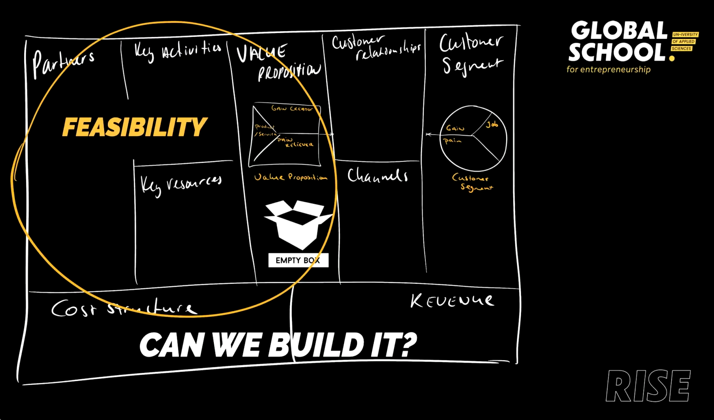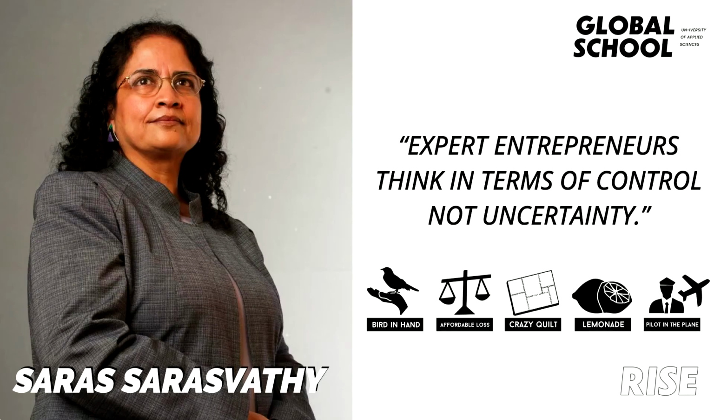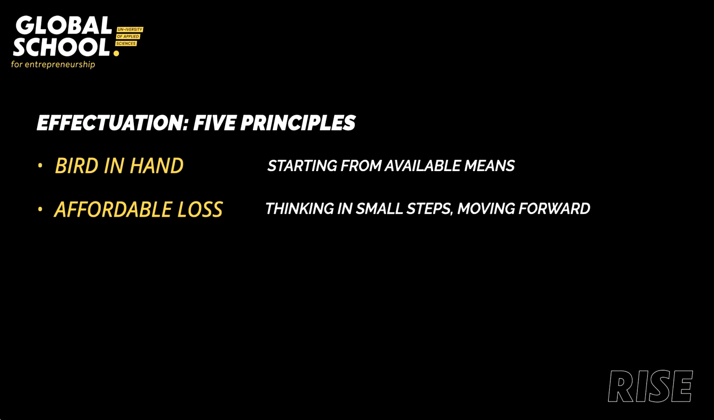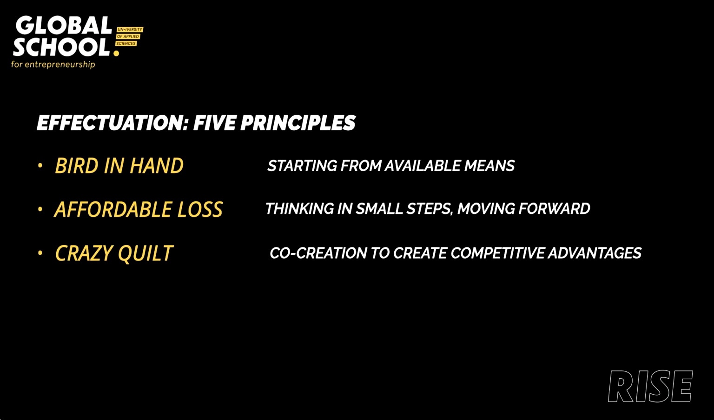We said we're going to see, well, can we build it? How can we prevent our value proposition from being an empty box? What do we need to put in place? So is our business model feasible? And that's why we look at Saras Sarasvathy's 5 principles of effectuation, and we connect that to the business model canvas at Global School. Like I said, bird in hand is all about starting from the available means. You have the affordable loss, which is about thinking in smaller steps and limiting risks so that you can move forward. You have the crazy quilt, which is the collaboration to really create a competitive advantage.